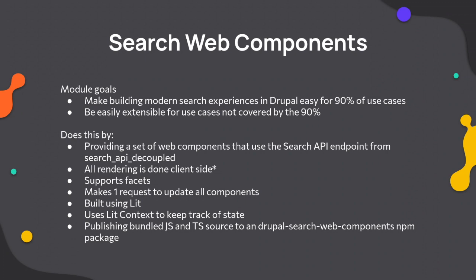And if you are in that situation where you're doing something unique, it should be easily extensible so that you can build on top of the elements that you don't need to customize and just customize the elements that you care about or that are unique. So Search Web Components does this by providing a set of web components that build on top of Search API Decoupled, which provides a decoupled search endpoint for query results.